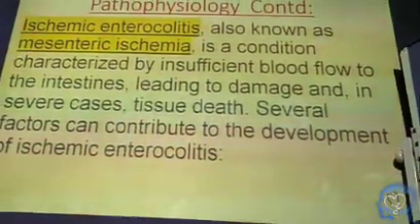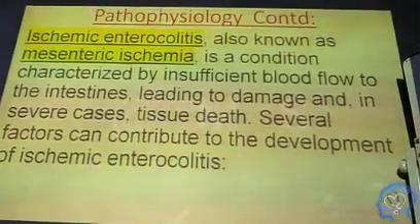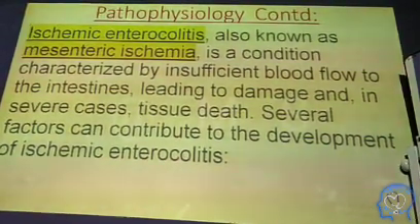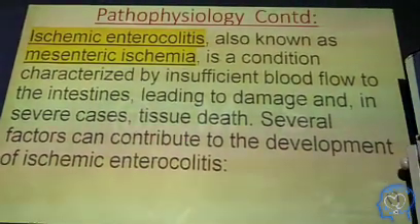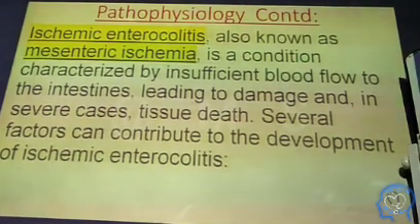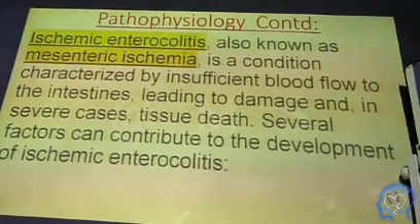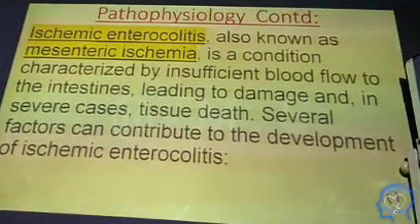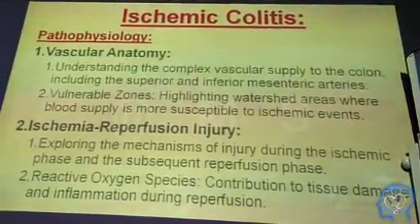What is another name of ischemic enterocolitis? Mesenteric colitis. Why? Because the colon is supplied blood from the mesentery. So when this supply to the mesentery is cut down, the intestine's blood supply is compromised, leading to damage and, in severe cases, tissue death. Several factors can contribute to the development of ischemic enterocolitis.